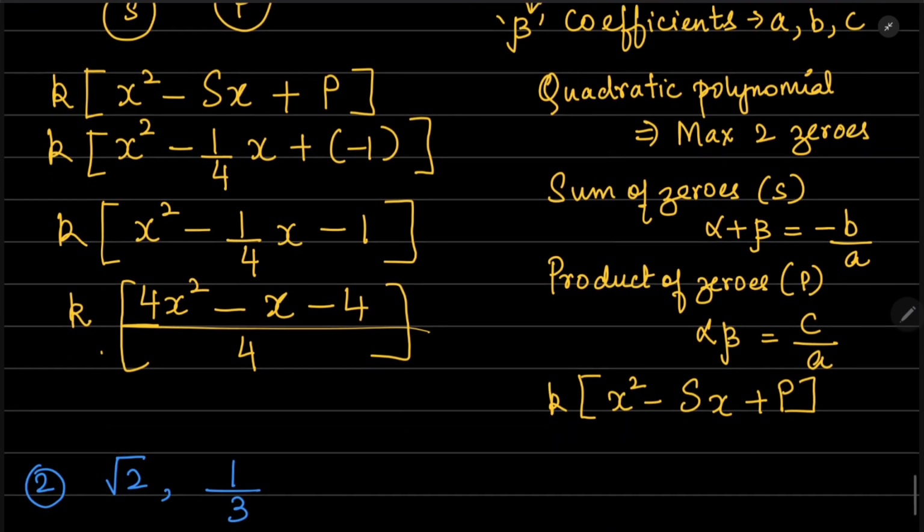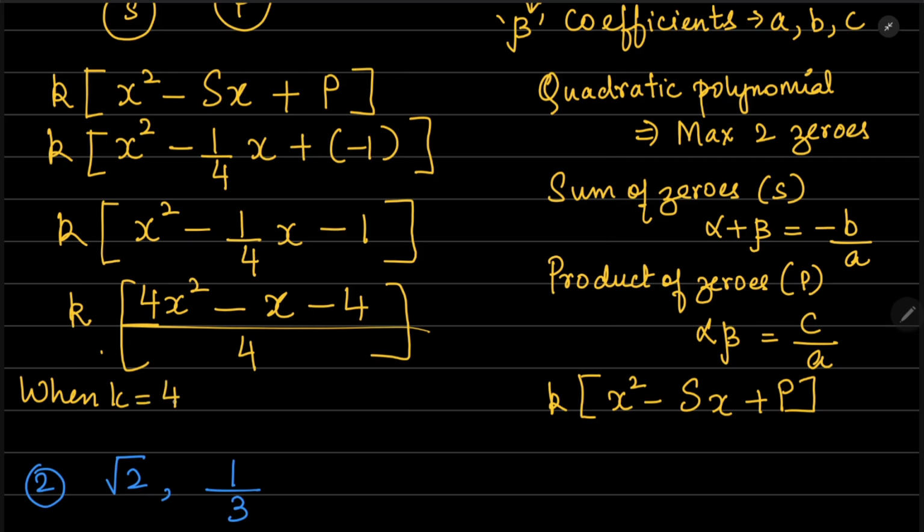K is outside. Okay. The denominator 4 you can take it out. So, you can write k by 4, or you can write when k equal to 4. When k is 4, what will happen? If k is 4, 4 and 4 will get cancelled. So, what is the quadratic polynomial? 4x square minus x minus 4 is the required quadratic polynomial. That's all.